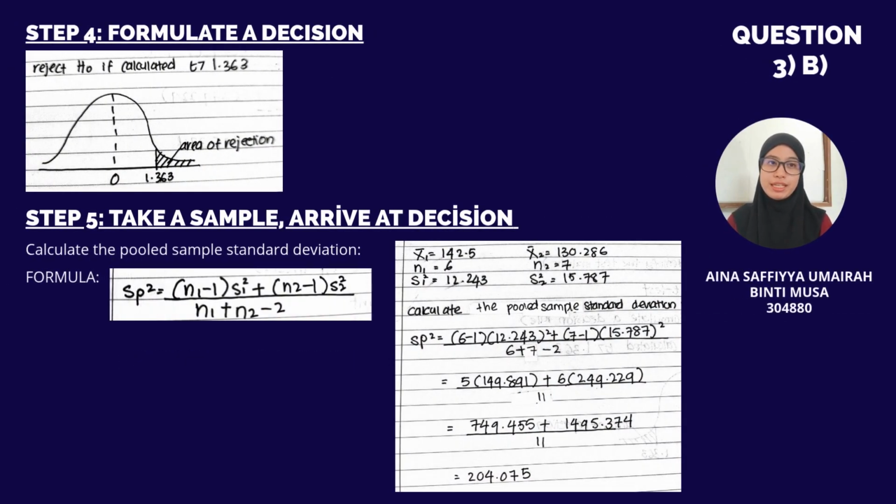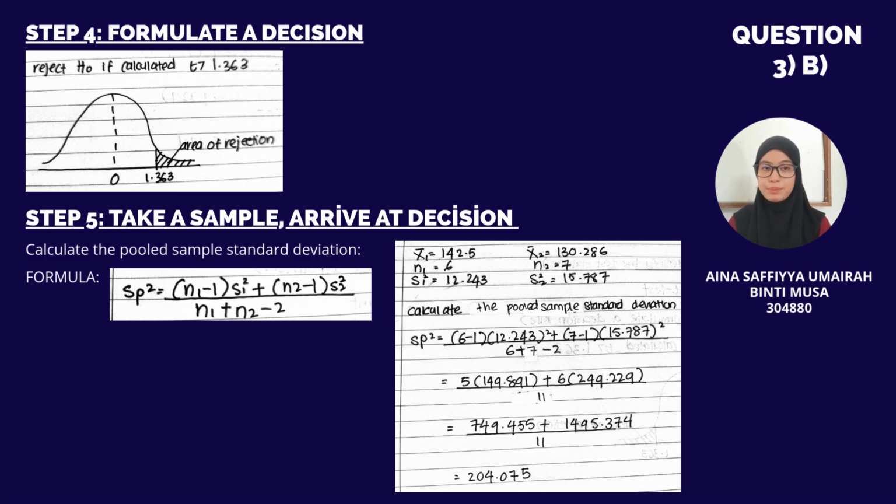Step 4, we formulate a decision where we reject H0 if calculated T is greater than 1.363. We got 1.363 based on the sigma value on the T table. And then step 5, we take a sample and arrive at a decision.